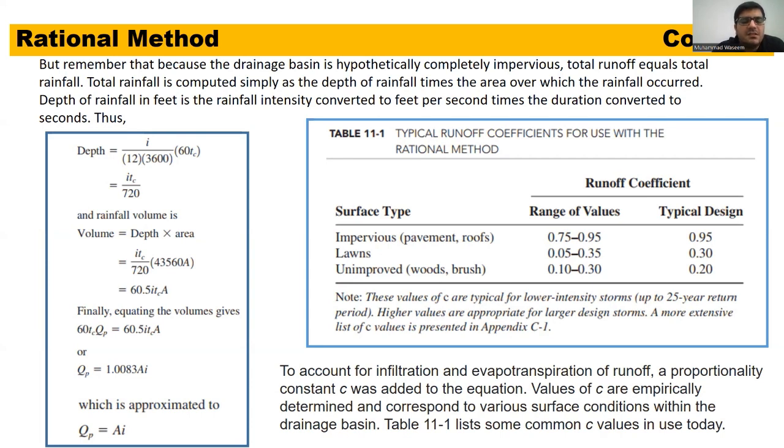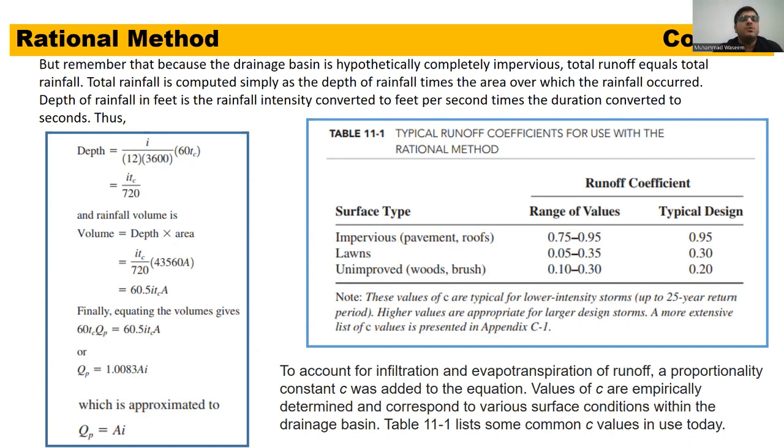And you can see appendix C-1 in Johnny Gribben's book of hydrology and hydraulic design. There you will find appendix C-1, and you can find the values for different storms of different return periods. To account for infiltration and evapotranspiration of runoff, a proportionality constant, C, was added to the equation. The values of C I have already explained, and these are in Table 11-1, which we have already discussed.